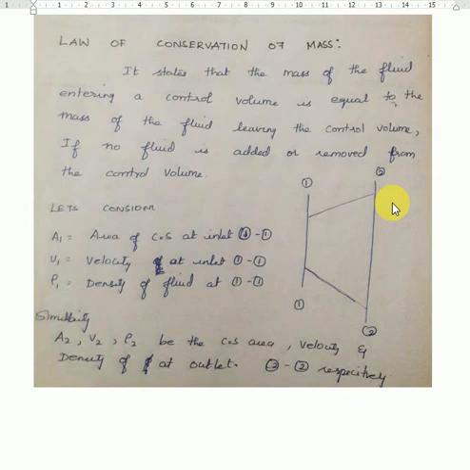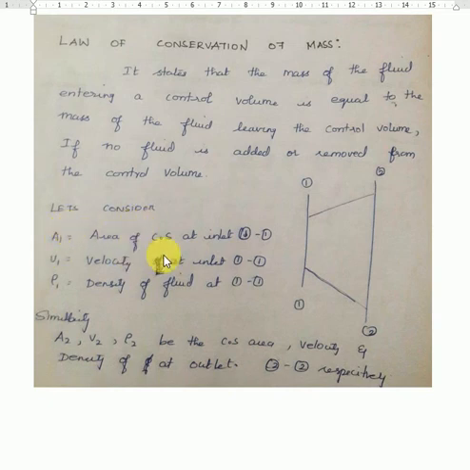So we discussed the concept of continuum, where we assume that the fluid is continuous, right? So the law of conservation of mass states that the mass of a fluid entering a control volume is equal to the mass of fluid leaving the control volume if no fluid is added or removed from the control volume. Okay, so if no fluid is added or removed, it's a very important statement. Then the mass remains the same.